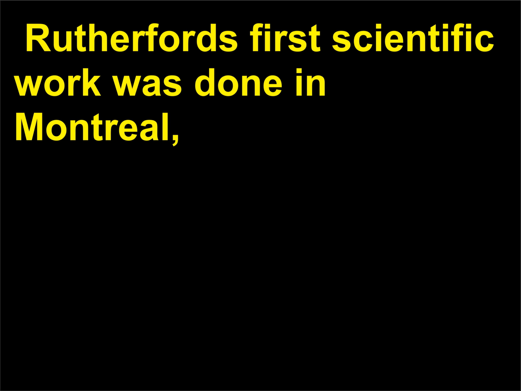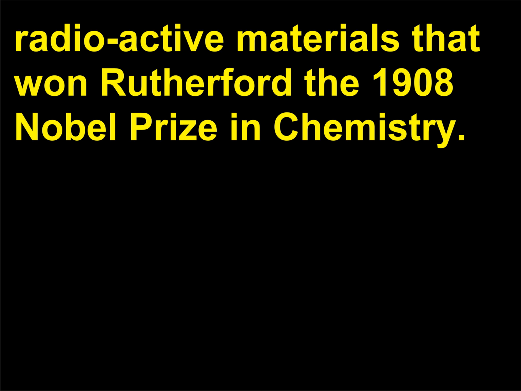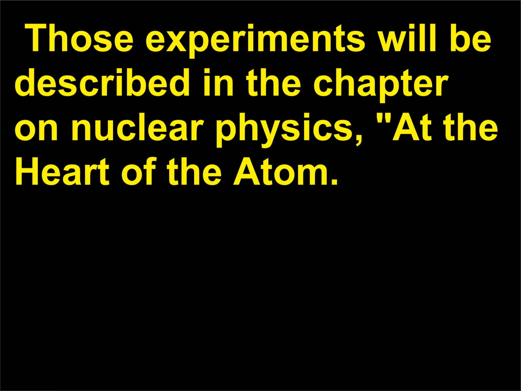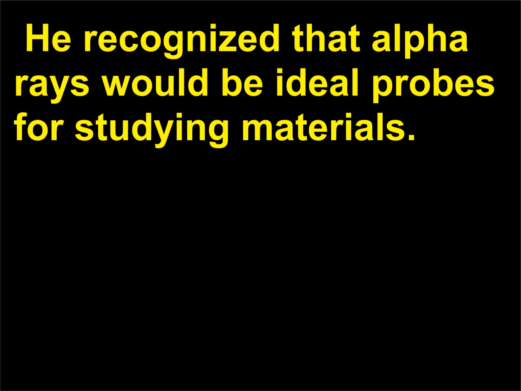Rutherford's first scientific work was done in Montreal, Canada, beginning in 1898. He and Frederick Soddy conducted a study of radioactivity and radioactive materials that won Rutherford the 1908 Nobel Prize in Chemistry. Those experiments will be described in the chapter on nuclear physics, at the heart of the atom. He studied the radiation emitted by thorium and uranium, which he named alpha and beta rays. He recognized that alpha rays would be ideal probes for studying materials.